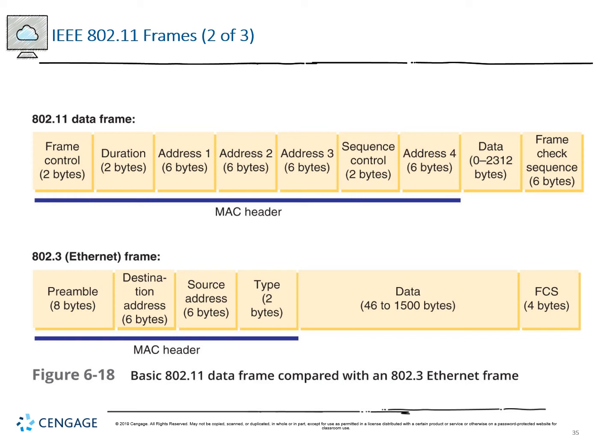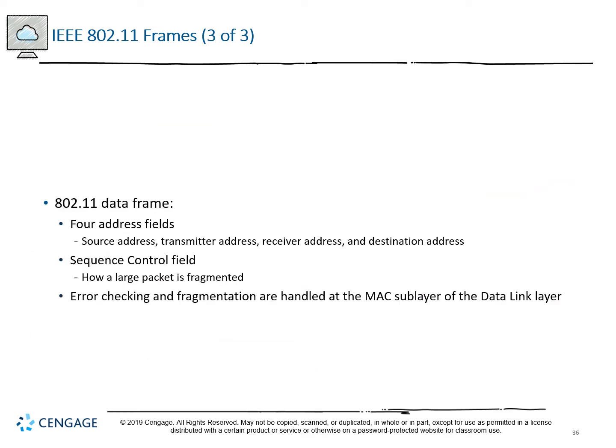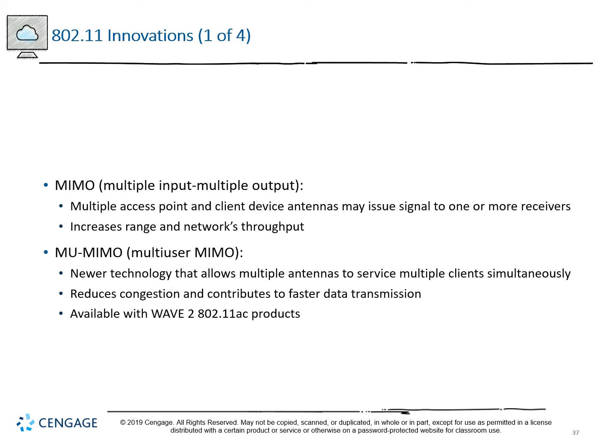Here we have a comparison between a data frame for 802.11, what we call a raw data frame, versus one that's been formatted for Ethernet. Because 802.11 is wireless, we notice now that we have 4 addresses instead of just 2. That's because not only do we have source and destination, but we also have to have the transmitter and receiver addresses. The sequence control field, which is another field we have in 802.11 that we don't in 802.3, is for the potential for fragmentation if we have to separate a large packet into smaller pieces. Error checking and fragmentation are also handled, but specifically at the MAC sublayer.